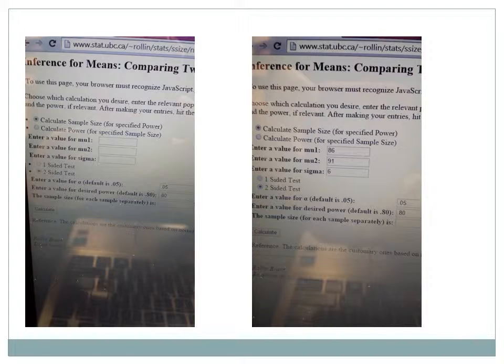So here I said mu1 is 86. That was the mean last year. Mu2 is 91. That's what I hope the difference will be. Sigma, the standard deviation, is 6. I had totally made these numbers up, but just for the purposes of this example. And I left 0.05 and 80% because we usually use those numbers. And so I put all those in, and I'm going to press the calculate button, and in the next slide you'll see what we get.